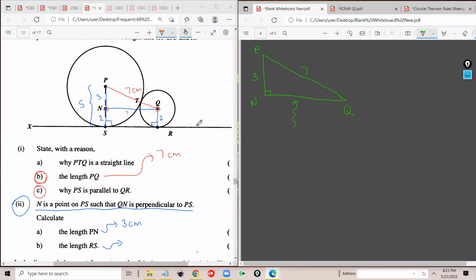No, somebody said, no, RS. RS is not the same distance as PQ. PQ is the slanted distance. We're trying to find NQ, which I think we could use Pythagoras Theorem to figure out. Are we going to use the one with the addition, or are we going to use the one with the subtraction? We're talking about Pythagoras Theorem here.